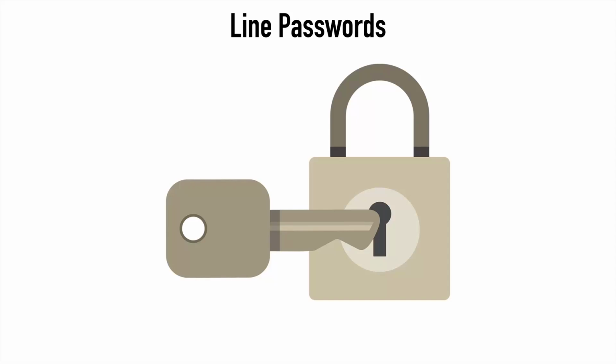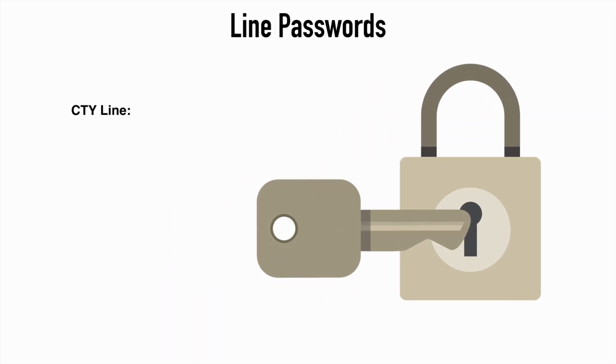Another place we want to configure passwords on a Cisco router is on our lines. Modern IOS routers will contain 3 types of lines, generally speaking, and when we say lines, we're simply referring to connection points going into the router. The CTY line type is the console port.